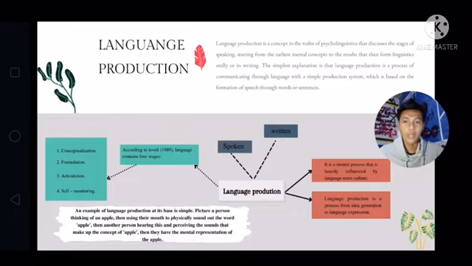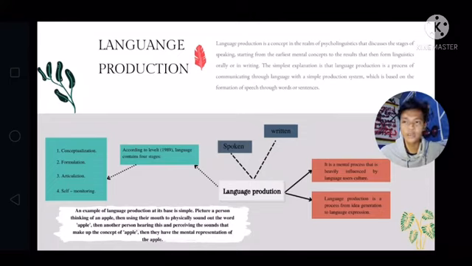Language production is a mental process that is heavily influenced by the language user's culture, and language production is a process from idea generation to language experience. So if you learn language production, you must know what the result of language production is. The result is spoken and written language.